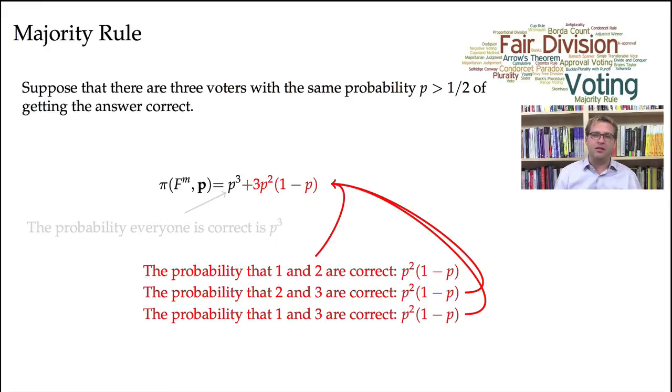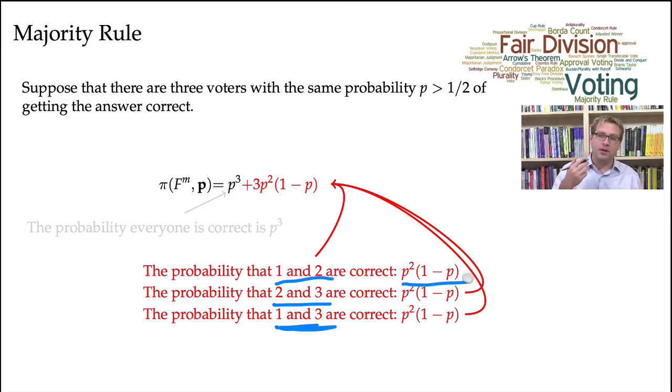So there are 3 ways in which 2 people could get the answer correct, namely voters 1 and 2 could get the answer correct, voters 2 and 3 could get the answer correct, and voters 1 and 3 could get the answer correct. So this is a situation in which one of the voters gets the answer wrong and everybody else gets the answers correct. So you can ask, what's the probability of that situation? Well, it's going to be the probability that a voter gets the answer correct times the probability that a voter gets the answer correct times the probability that a voter gets the answer wrong, which is going to be p times 1 minus p. Because with probability 1 minus p, you'll get the answer wrong.